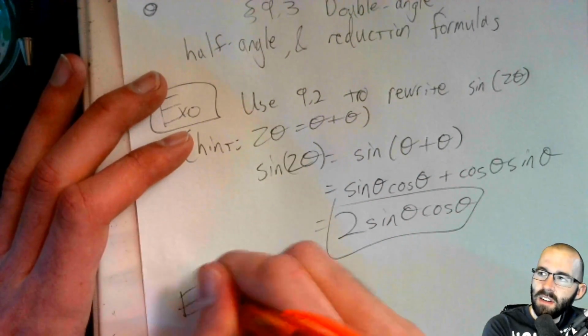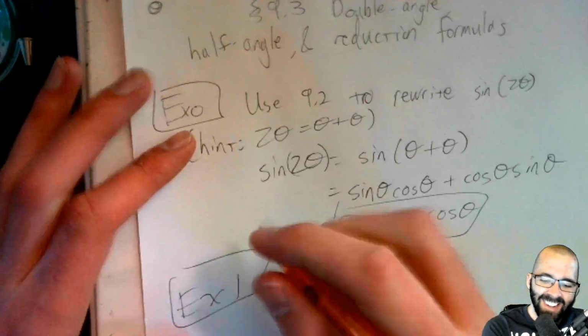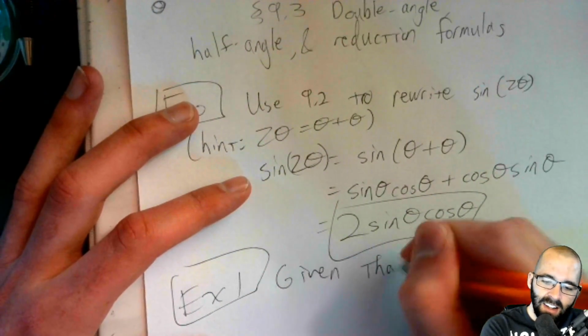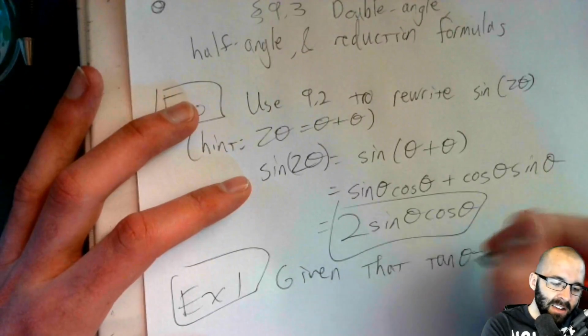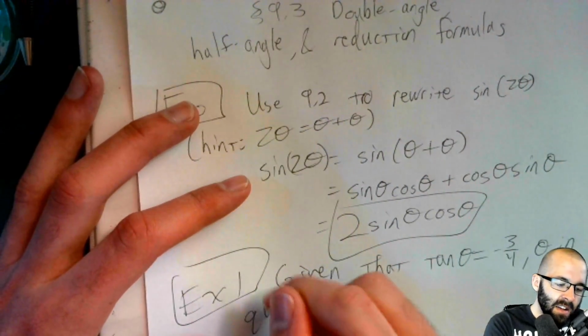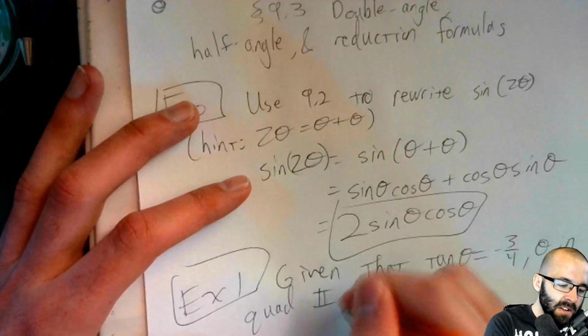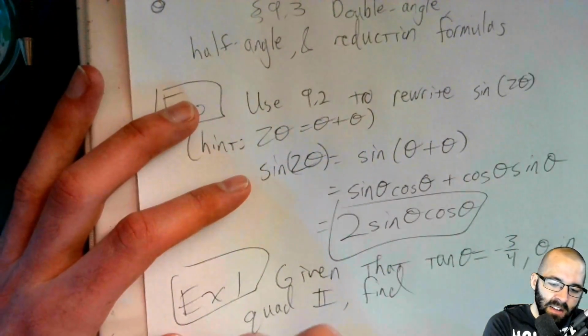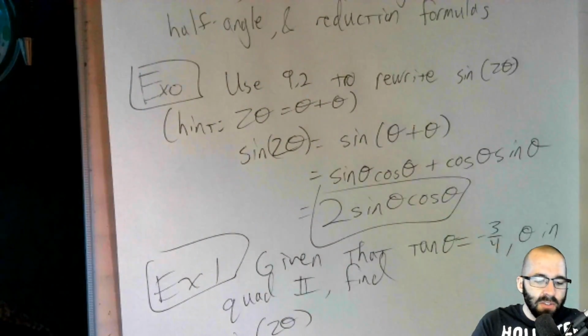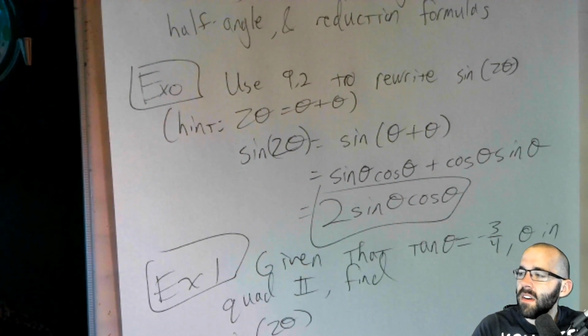Example 1. All right, given that tangent of theta equals negative 3/4, and theta is in quadrant 2, find, part A, the sine of 2 theta. So we're just going to use the formula.